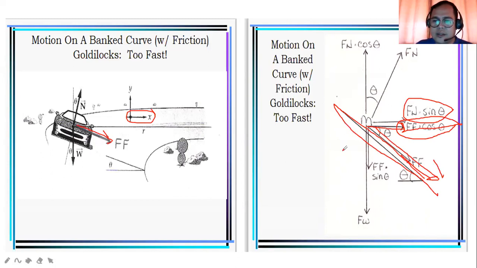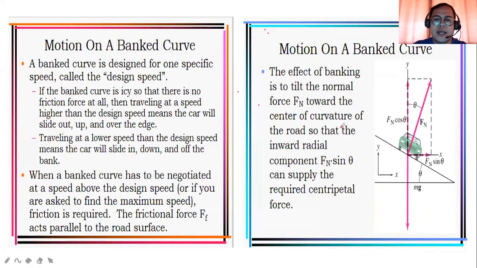Okay. So what will be the case now? As I said, the effect of banking is to tilt the normal force Fn toward the center of the curvature of the road, so that the inward radial component of Fn sine theta can supply the required centripetal force. So now the frictional force is added as well.